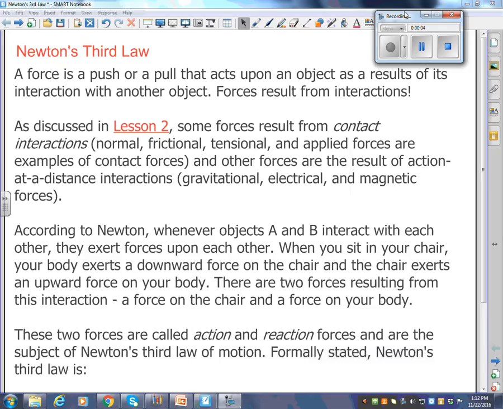All right, so Newton's third law. A force is a push or a pull that acts upon an object as a result of its interaction with other objects. Forces result from interactions. Now, does there have to be physical contact for there to be a force applied? No? Like if I want to push the table, don't I have to?